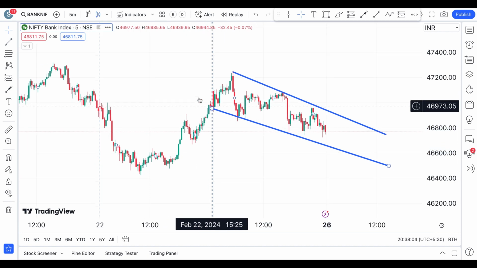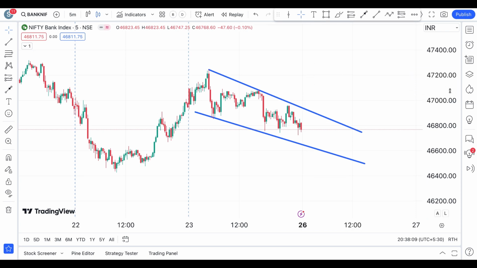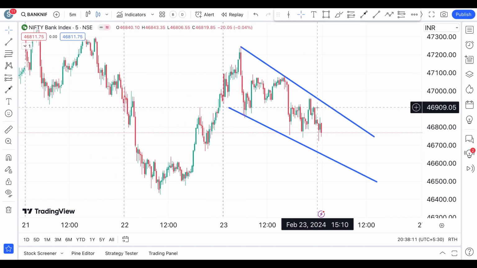even it was definitely not a good bullish price action on the Bank Nifty.